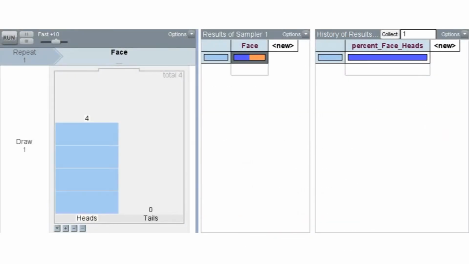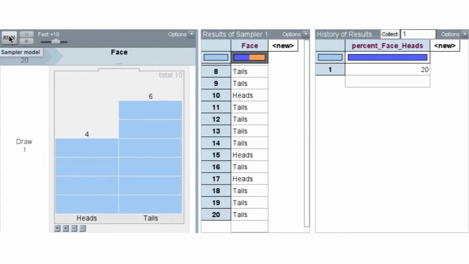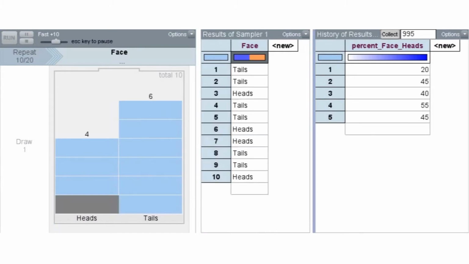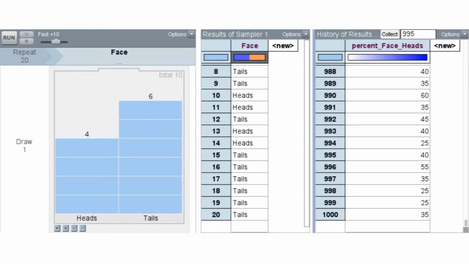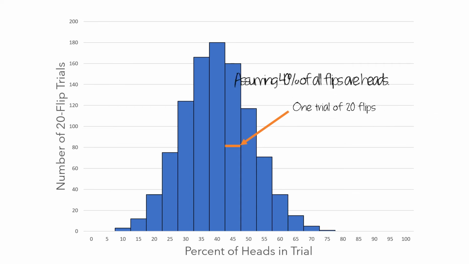We start by building a model where 40% of the flips are heads, and we'll flip 20 coins in each set. And each time we repeat the sample, we get a different percentage of flips that are heads. And after having simulated 1,000 sets of 20 flips, let's look at a distribution of the results. Here is a histogram of the distribution of the percent of heads in each 20-flip trial. Now, each item in this distribution is one trial of 20 flips. The particular trial I've highlighted is one trial where 45% of the flips were heads. And what is particularly important is that this is all made by assuming 40% of all flips of this coin will land on heads. And that is so important that I'll add it to the top of the histogram.